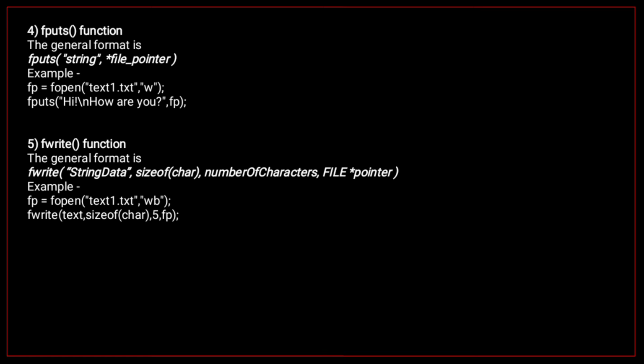Next function is fwrite function, and the general format of this function is fwrite(string data, size of char, number of characters, file pointer). This function is used to insert a specified number of characters into a binary file which is opened in writing mode, and this is the example to use the fwrite function in a program.